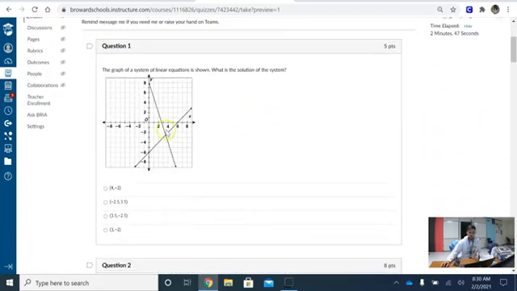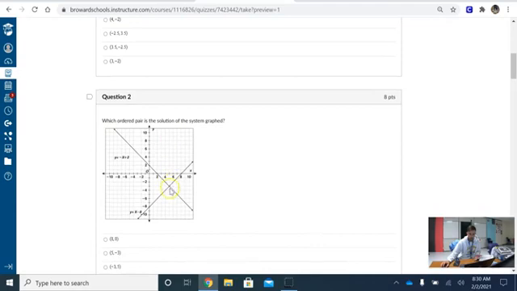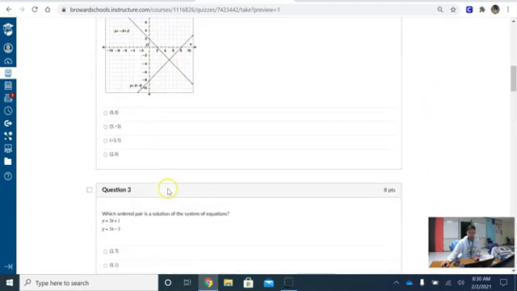Number one, guys, it's two lines, two linear equations. All you're doing is just finding the point as to where they cross, where they intersect. As you can see, it intersects right there. For number two, it intersects right there. I already told you what the two lines were. All you need to do is just tell me where the coordinate is.